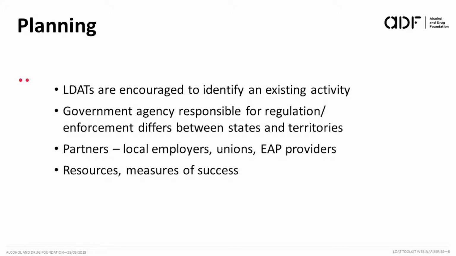And then we suggest some partners. In this case, it's going to be things like your local employers, maybe unions, even EAP providers could be a really good angle to getting into a workplace since they're already concerned with staff health and safety and well-being. And then we list off some indicative resources and start to talk a little bit about measures of success at the end of the planning section. That's just linking objectives to your measures of success, so your evaluation.